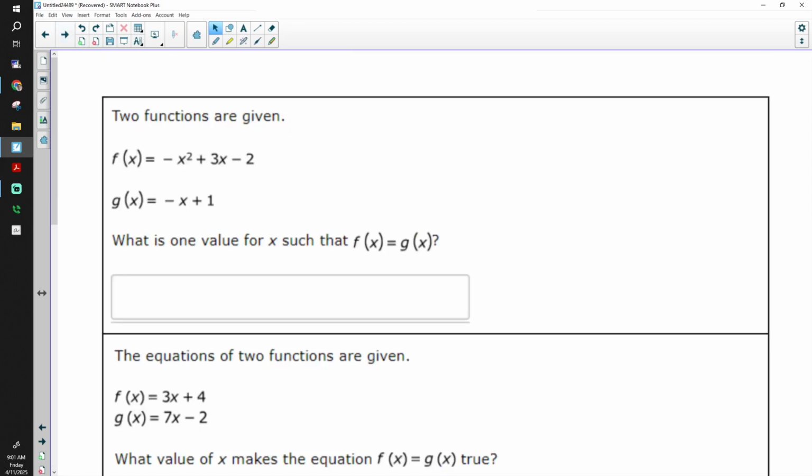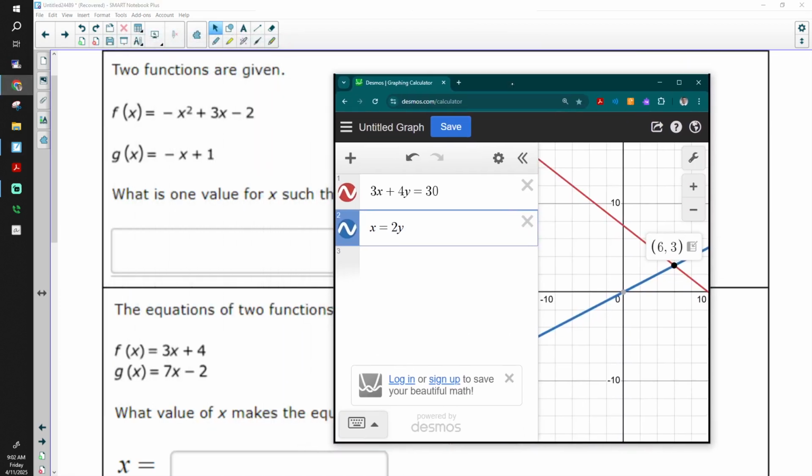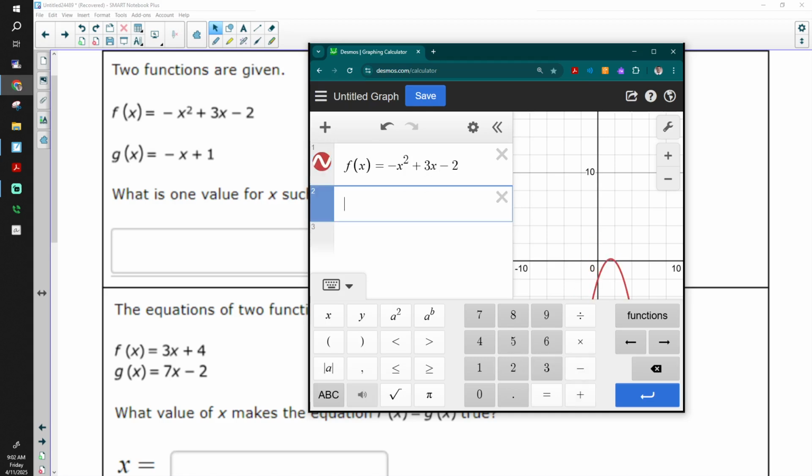Alright. Two functions are given again. What is one value where f of x equals g of x? Pull up your calculator and let's find where they cross. Okay, so I'm going to type in f of x equals negative x squared. You really want to be sure that you're typing these in exactly. Always double check. If you mistype, your answer will be wrong. G of x equals negative x plus 1.